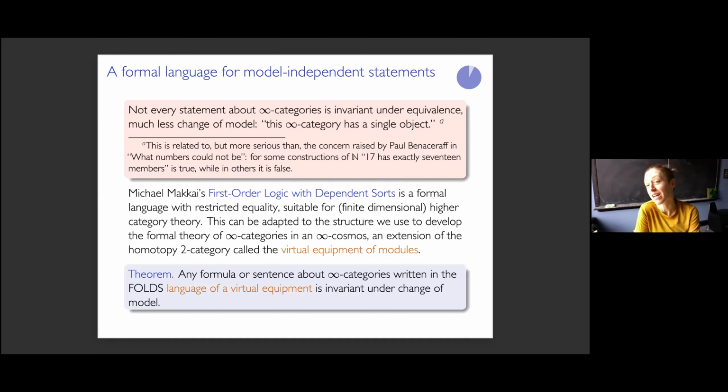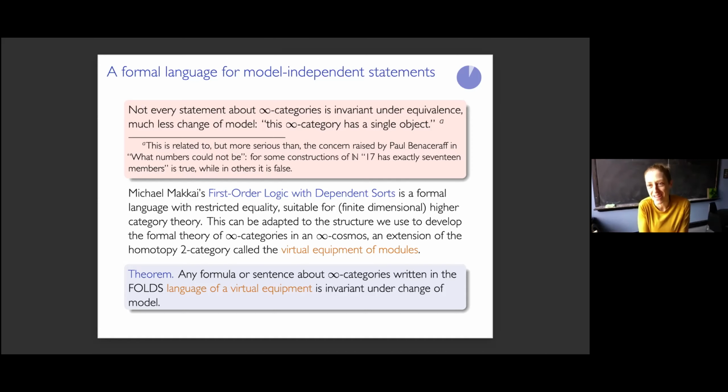So first order logic is a formal language. You can teach a computer to write sentences in this language. And there's a theorem that leans heavily on work of Michael Makkai on his first order logic with dependent sorts, that any formula or sentence about infinity categories that's written in this particular language of a virtual equipment, that's the kind of real structure, this infinity two category called an infinity cosmos, paired with a category of modules, is invariant under change of model.